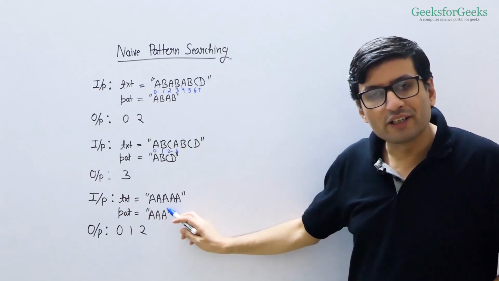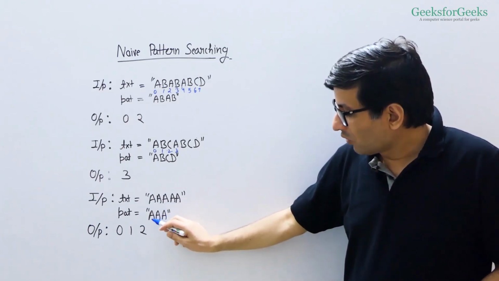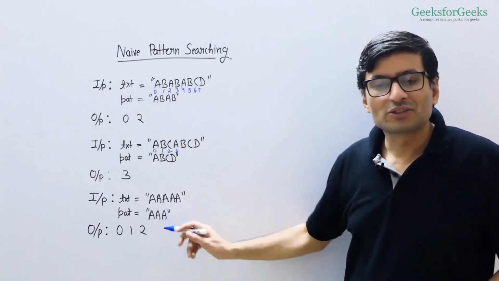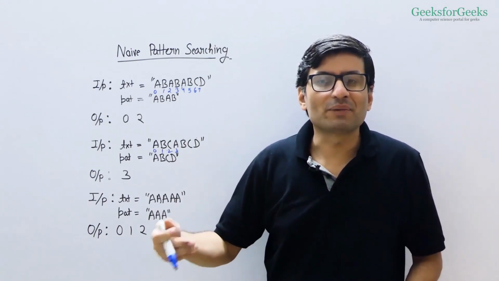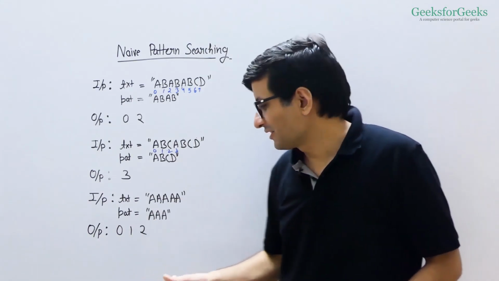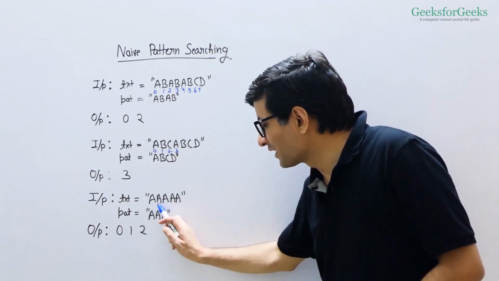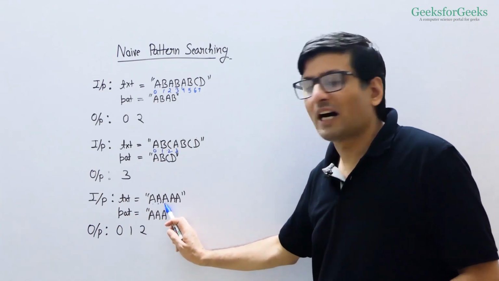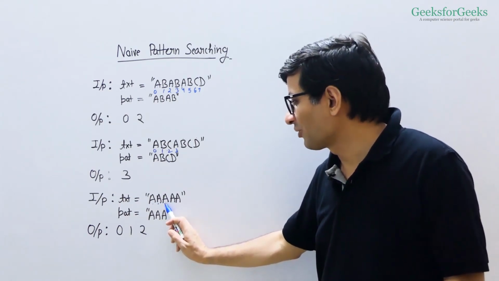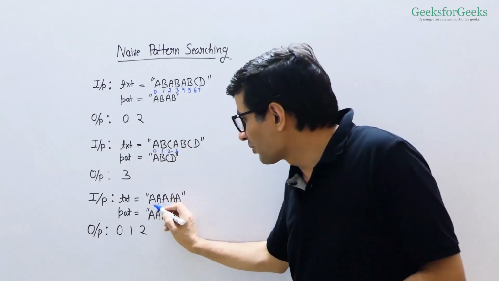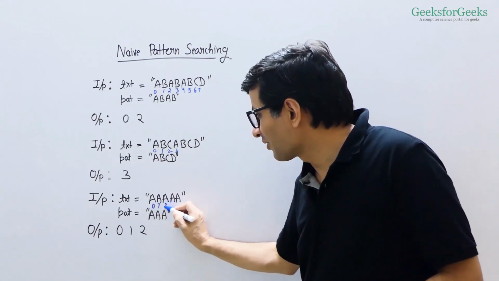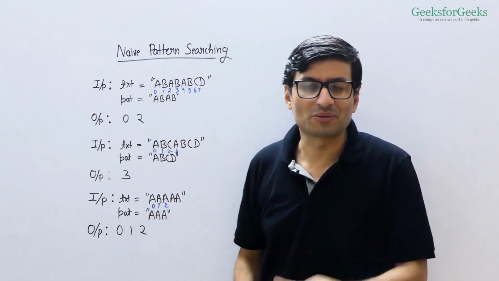This is an interesting pattern. You have all A's in the text, you have all A's in the pattern. So in these cases, your pattern appears at all valid indexes. It appears at index 0, index 1, index 2. After that, it's not possible because only 3 characters are left. So output is 0, 1, 2. It appears at all indexes 0 to 2.